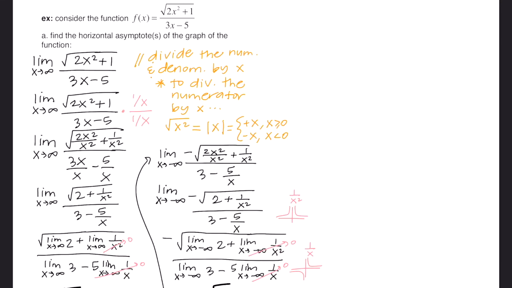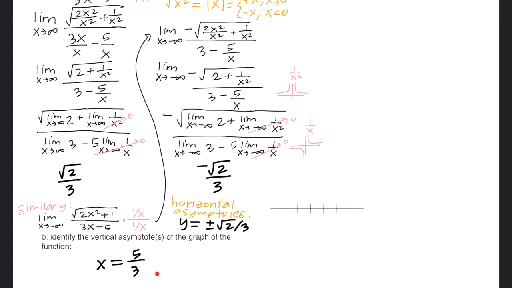So let's go back to our original function. We have f of x equals, and we have this expression. Our vertical asymptotes, recall, are going to be what makes the denominator equal to 0. So we end up getting x equals 5/3.